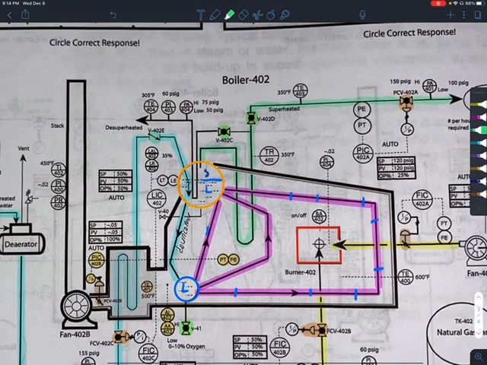Okay, so now let's talk about the superheated steam. So great, we have superheated steam now.